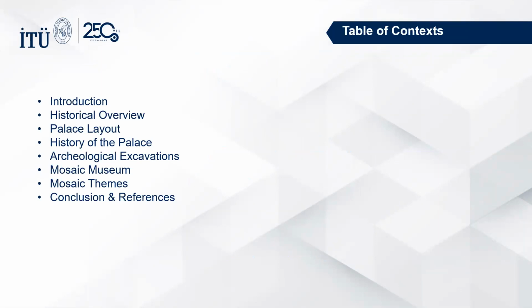And today I will introduce what we are going to talk about and the general view, and then I will briefly explain the historical overview of the Byzantine Empire and the era that palace was built in and destroyed in. And then we will look at the palace layout and the historical events that come to the palace. And then we will look at archaeological excavation works. And lastly, we will dig deeper into the mosaic museum's infrastructure and mosaic themes and mosaics in detail.